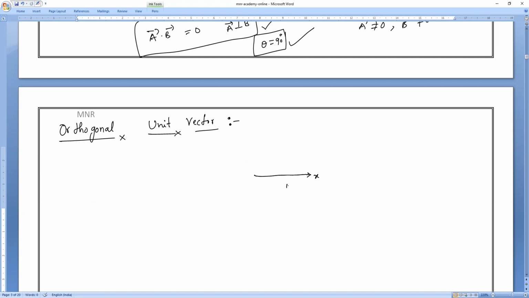All of you: I cap. And if it is the y-axis, what is the representation? J cap. J cap. Clear?